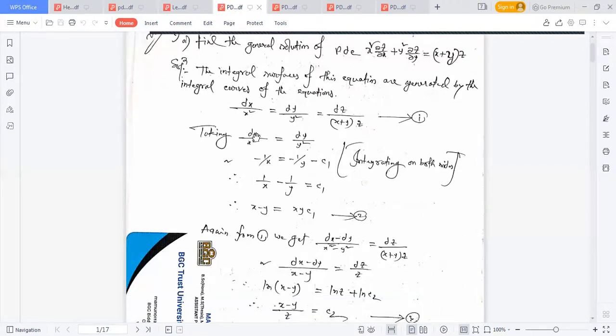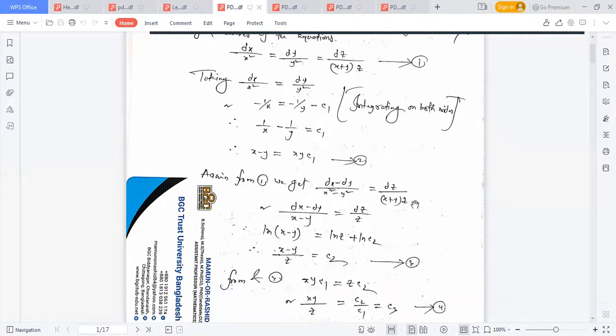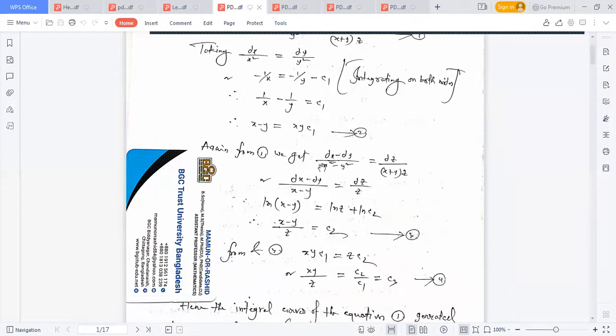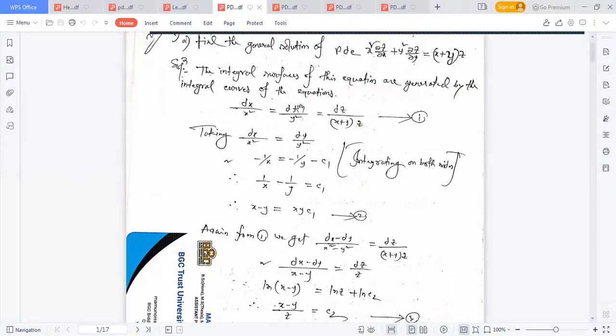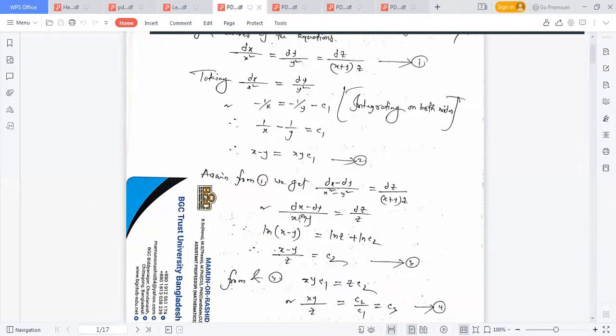Taking first part and second part and integrating with respect to the individual independent variable, we get minus 1 by x equals to minus 1 by y minus c1. So c1 equals to, x minus y equals to xy into c1. This is equation number 2. Again from equation 1, we can write dx minus dy equals to x square minus y square, because this is the ratio. This ratio equals to the third part, so dx minus dy over x square minus y square equals to dz by z.